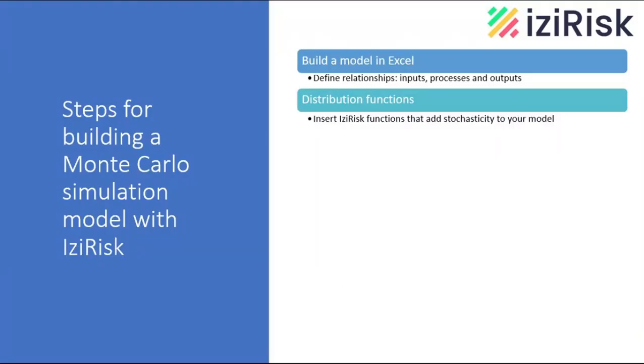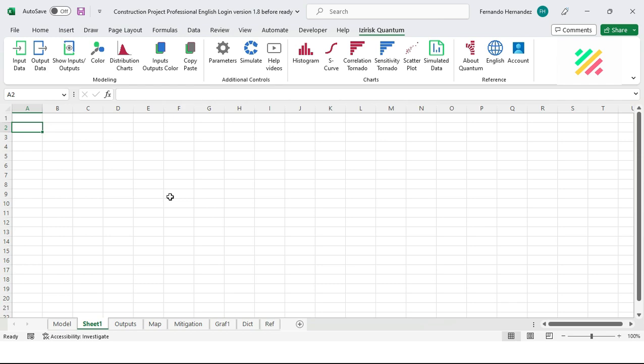Step 2. Distribution functions. Insert IziRisk functions that add stochasticity or randomness to your model. IziRisk Quantum provides a set of discrete and continuous distribution functions depending on the needs. As any Excel function, each IziRisk distribution function has to be written starting with an equal sign before its name. All IziRisk functions are written with the letters I and Z, and then the name of the function. Then, you open parenthesis and add the parameter or parameters required for each function.